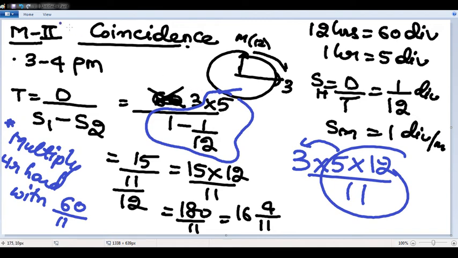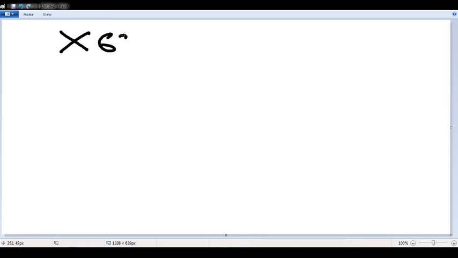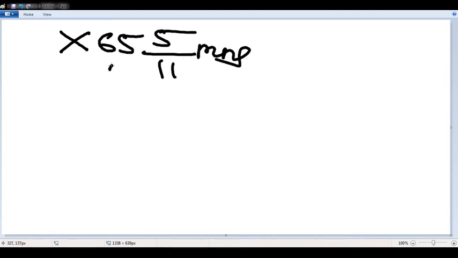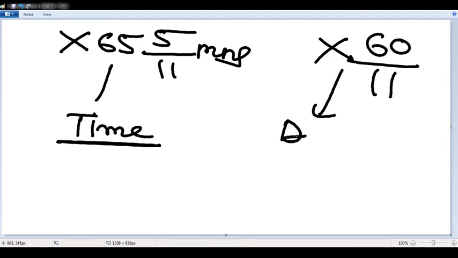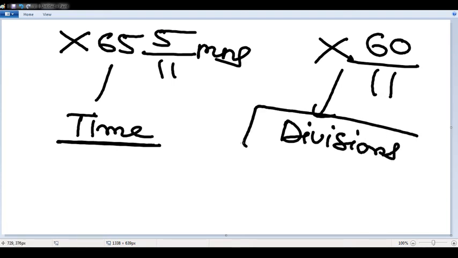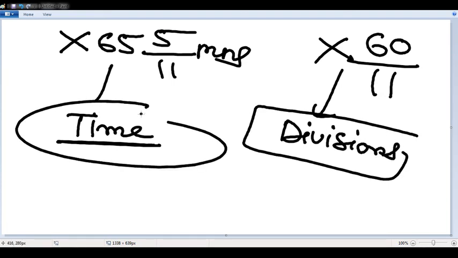Again, I will write down here. Depending upon the hour, into 65 5 by 11. This is in terms of time. Into 60 by 11, this is in terms of divisions.